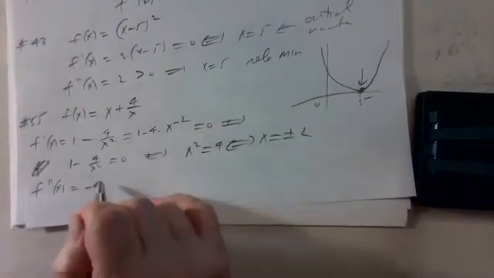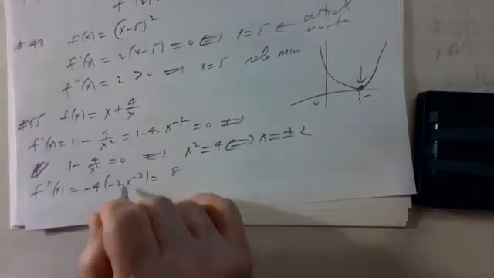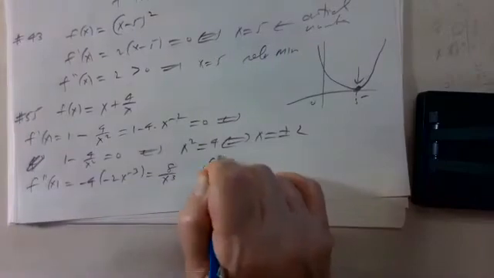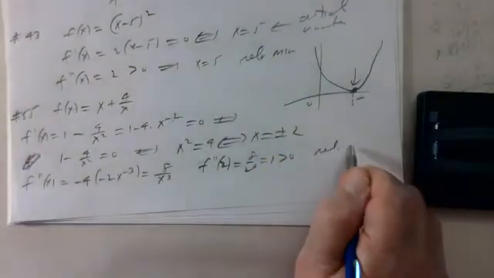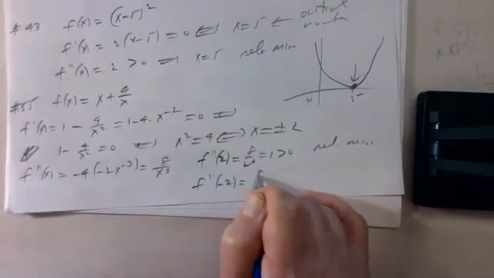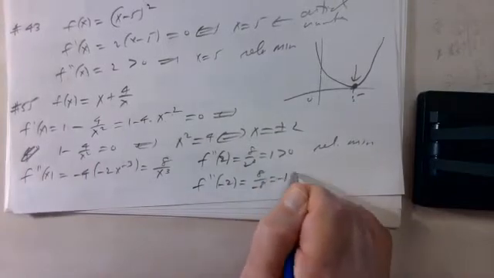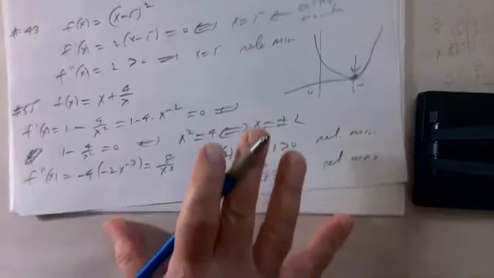What's the second derivative? If this is the first derivative, the derivative of x to the minus 2 is minus 2x to the minus 3, times minus 4. So that's 8x to the minus 3, 8 over x cubed. If you evaluate this at plus 2, 8 over 2 cubed is 1, which is positive. So x equals 2 has to be a relative minimum. If you evaluate this at minus 2, you get 8 over minus 8, which is minus 1, which is negative. So minus 2 has to be a relative maximum.